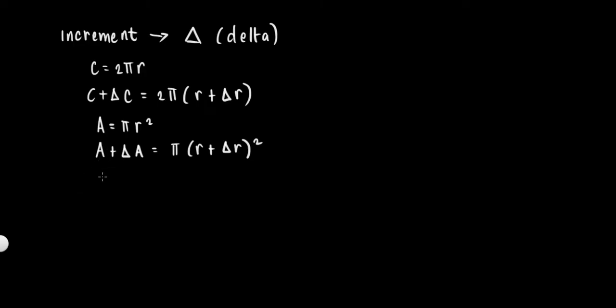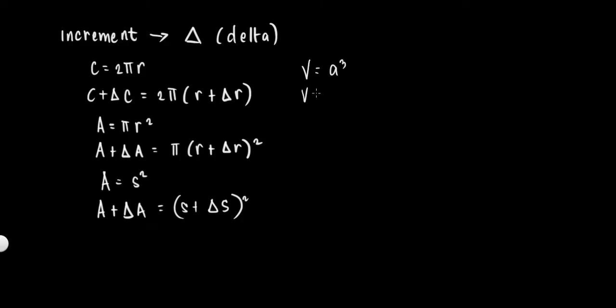Okay? Another, let's say area of the square. A equals s squared. So we write A plus delta A equals s plus delta s quantity square. And also, for the volume of the cube, we have a cube. So we write V plus delta V equals A plus delta A cube. For the surface area of the cube, we have 6A square.